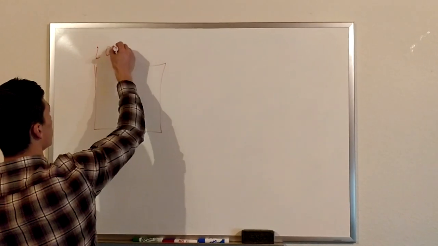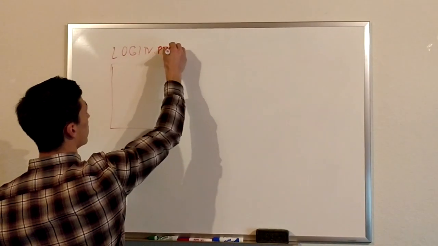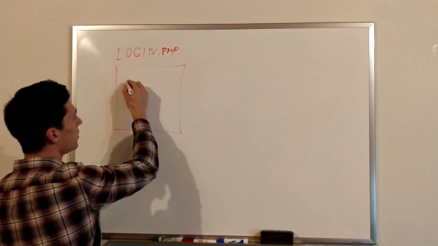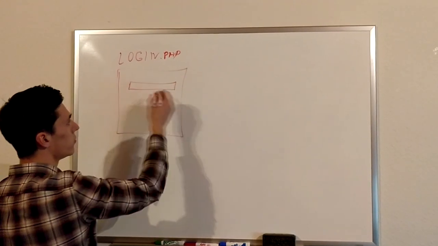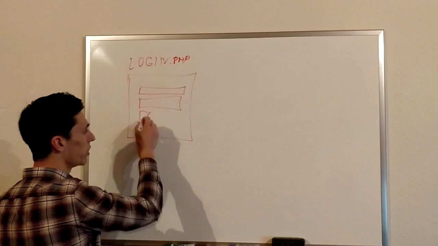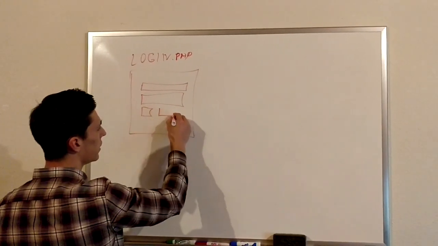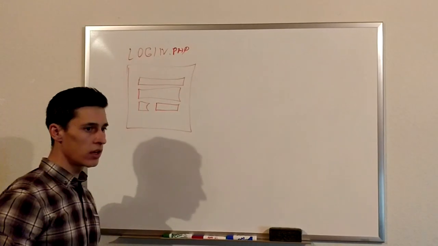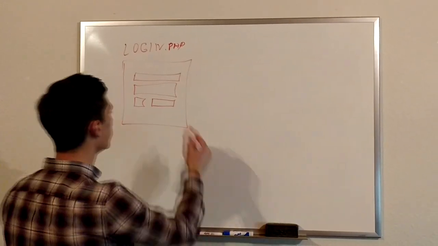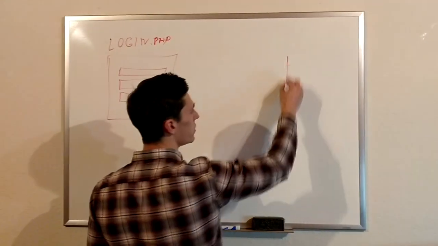So there is the login.php file, and here we have a form. There is a field for the username, another field for the password, and then we have a button to submit this form. But next to this button we will have another button which is going to say login with Facebook. So whenever somebody clicks on this button, we will redirect the user to Facebook.